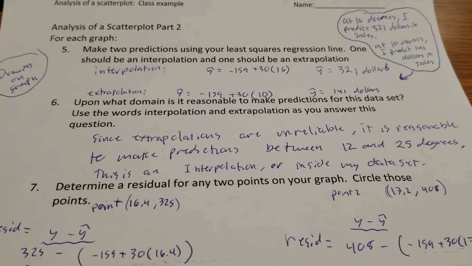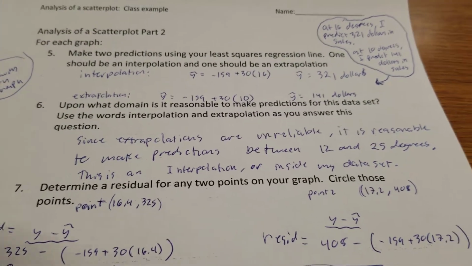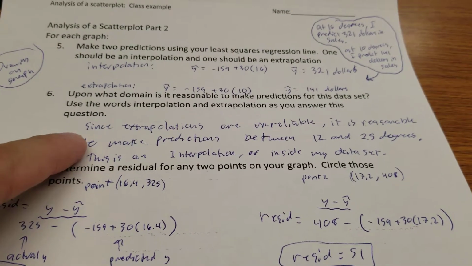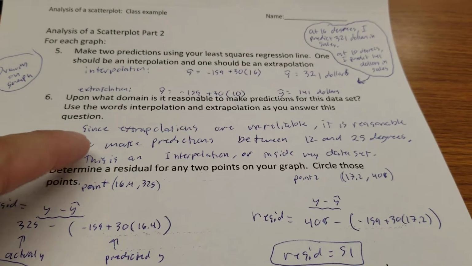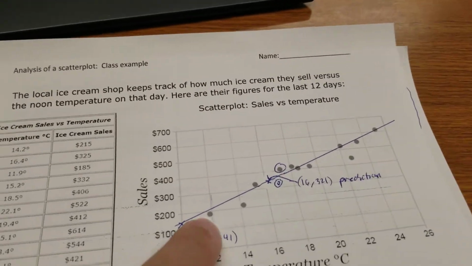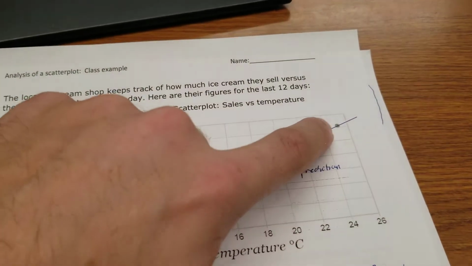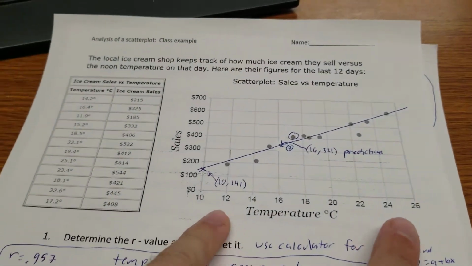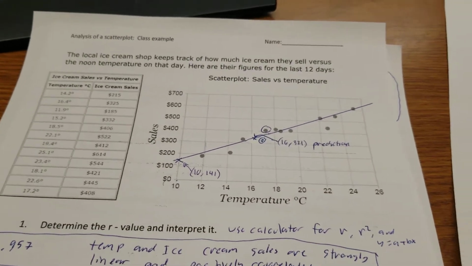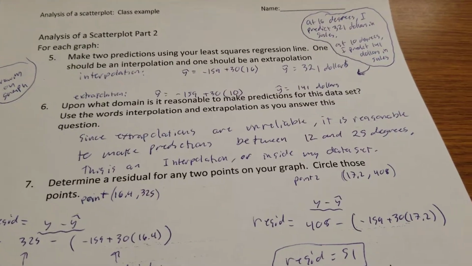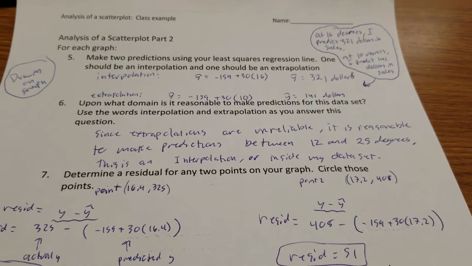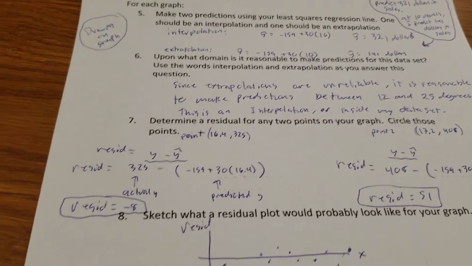What domain is it reasonable to make predictions on for the data set? Well, since extrapolations are unreliable, it also says use those words. Since extrapolations are unreliable, it's reasonable to make predictions between 12 and 25 degrees. Look at that, my first point's at 12. Last point's at 25, so I can make predictions between those just fine. That's reliable. Outside of that is unreliable. So you just have to say that somehow. This is how I said it. You can pause it if you want to read it close, but use the words interpolation and extrapolation.